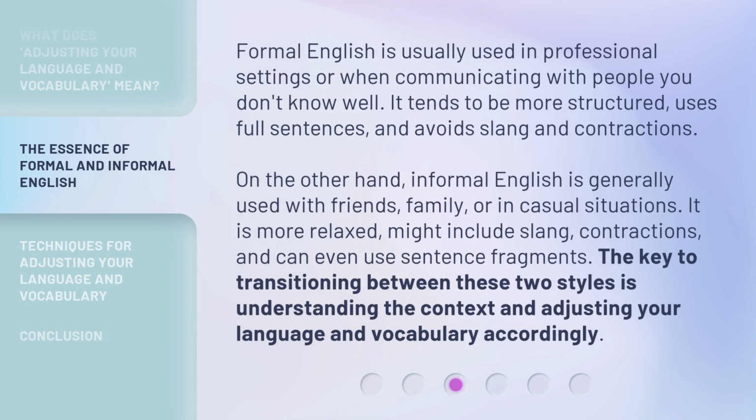Formal English is usually used in professional settings or when communicating with people you don't know well. It tends to be more structured, uses full sentences, and avoids slang and contractions. On the other hand, informal English is generally used with friends, family, or in casual situations. It is more relaxed, might include slang, contractions, and can even use sentence fragments. The key to transitioning between these two styles is understanding the context and adjusting your language and vocabulary accordingly.